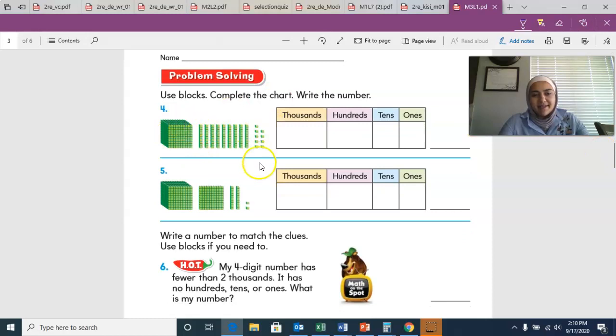Number 4, how many thousands do you see? We see 1,000. How many hundreds? I don't see any hundreds. That's 0 hundreds. How many tens? Let's count the tens. 1, 2, 3, 4, 5, 6, 7, 8, 9. And how many ones? 5, 6, 7, 8, 9.